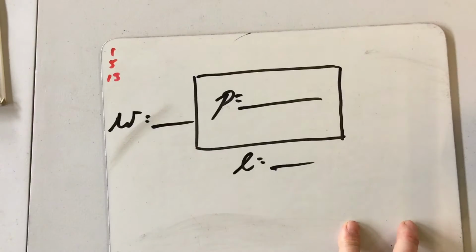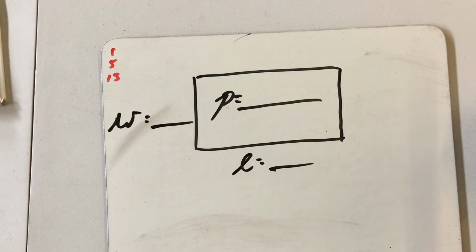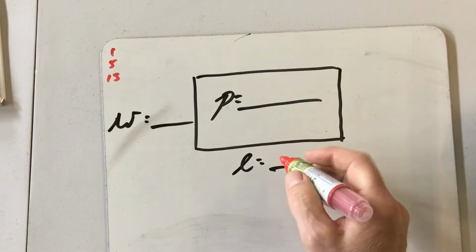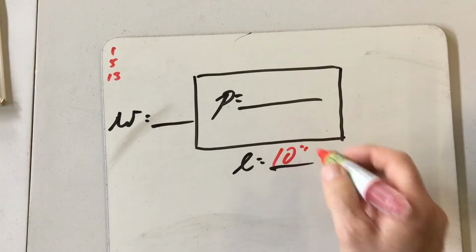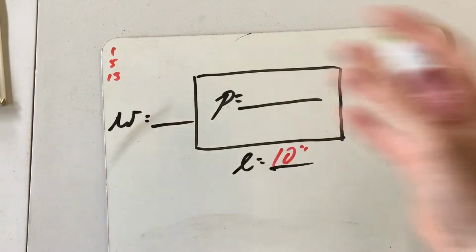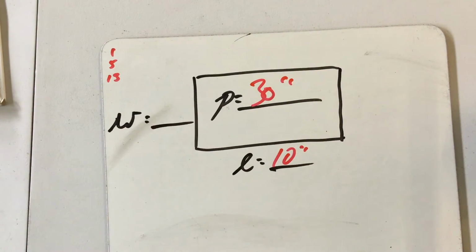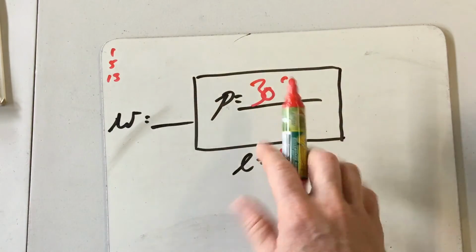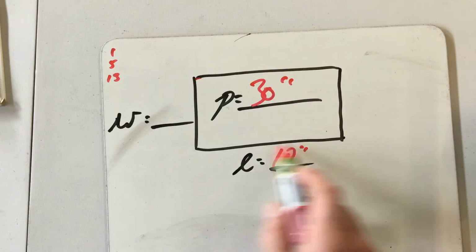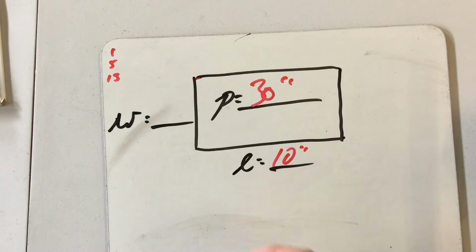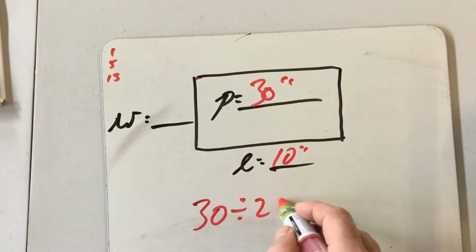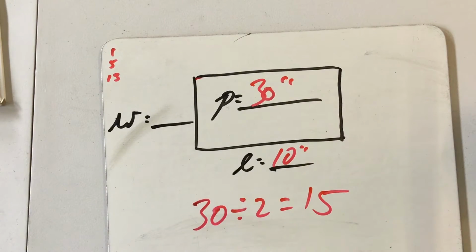Number 1, if you know the perimeter and the length of a rectangle, how can you find out what the width is? Well, let's just say that the length is 10. We'll make it easy, 10 inches. And the perimeter all around is 30 inches. Now, if I'm going to find my width, what do I do? Well, I could take this whole perimeter, which is all the way around like that, divide it by 2, and that would equal 15, right?